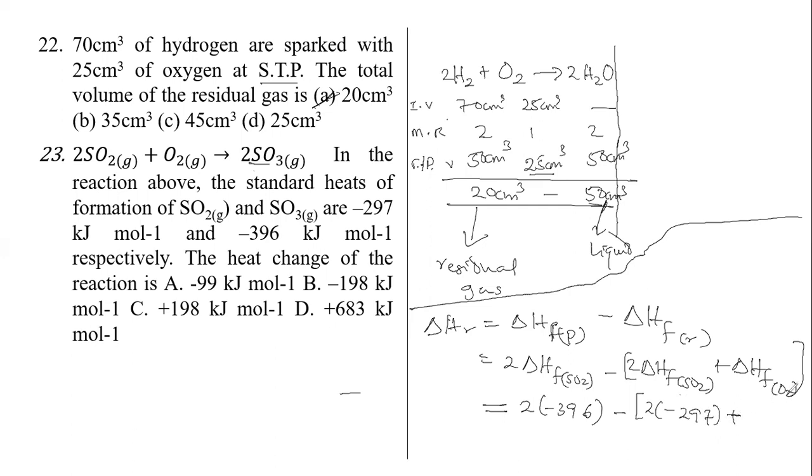Now, the enthalpy of oxygen, because oxygen is an element in its pure state. An element in its pure state has an enthalpy of formation equal to 0. So we have 0 here now. So the final answer when you press your calculator is minus 198 kilojoule. It's just as simple as that. So that's why option B will be the correct answer.